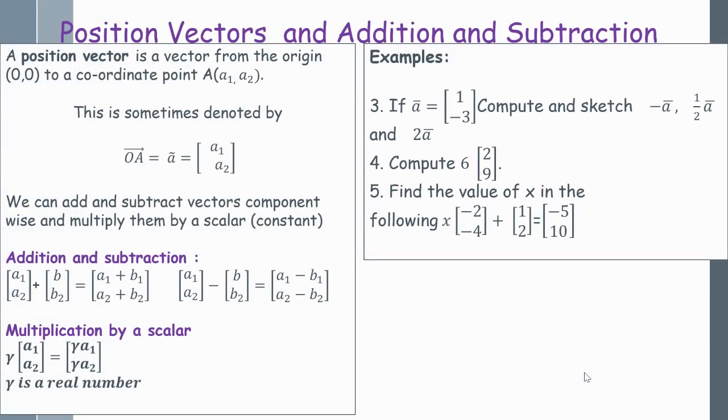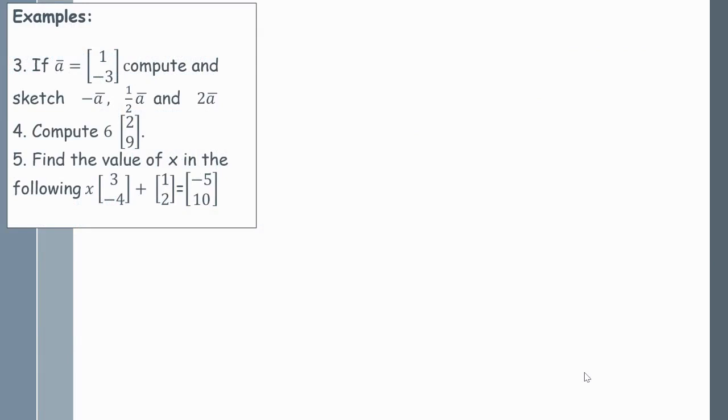So we know what a vector is, and we know that when we multiply a vector by a scalar, or by a constant, we just take that constant inside the vector and multiply each component of the vector by the constant. Here are our examples. If our vector A equals (1, -3) in column vector form, compute and sketch -A, a half of A, and 2 times vector A.